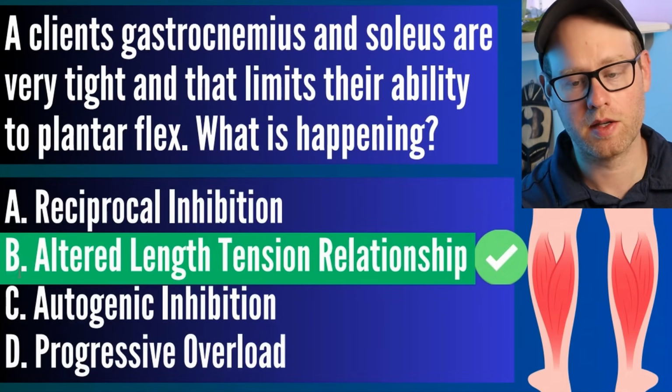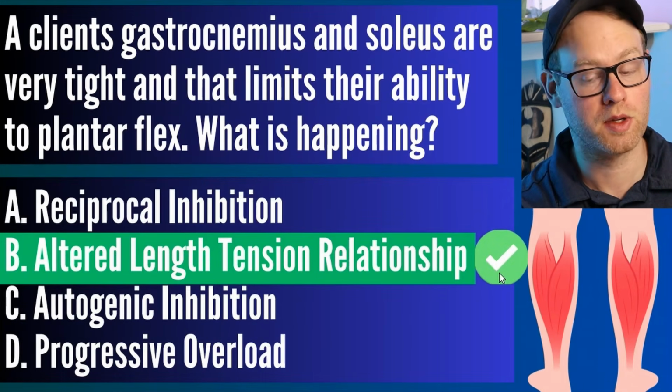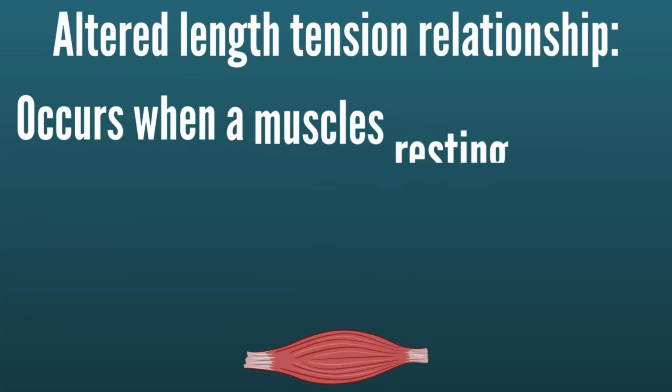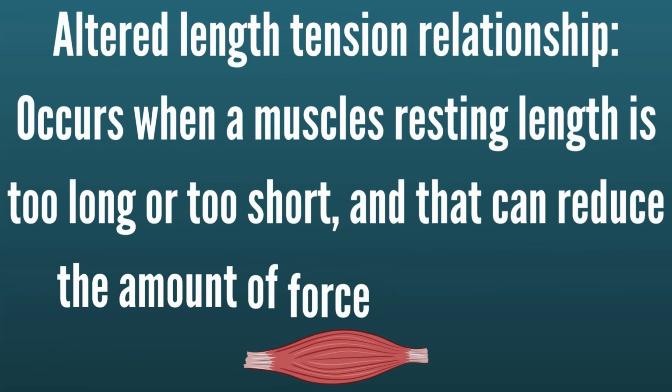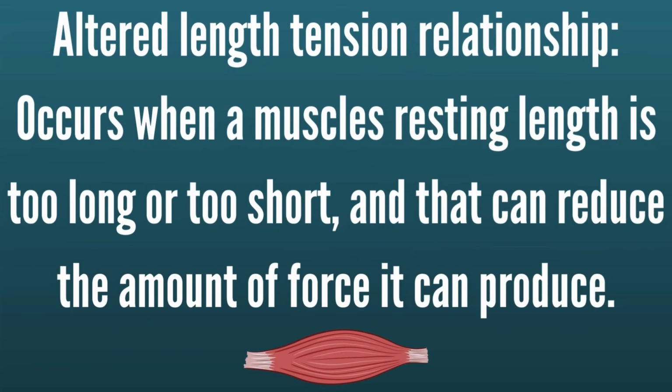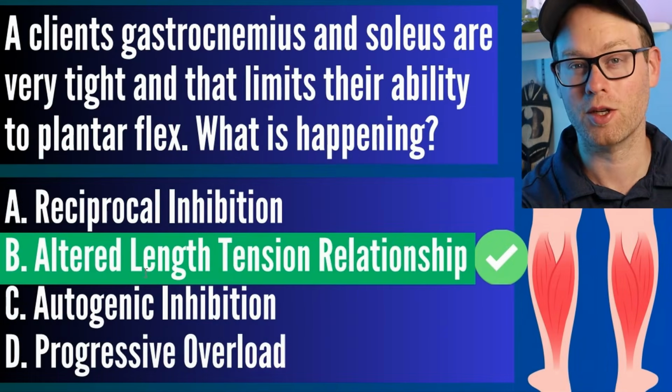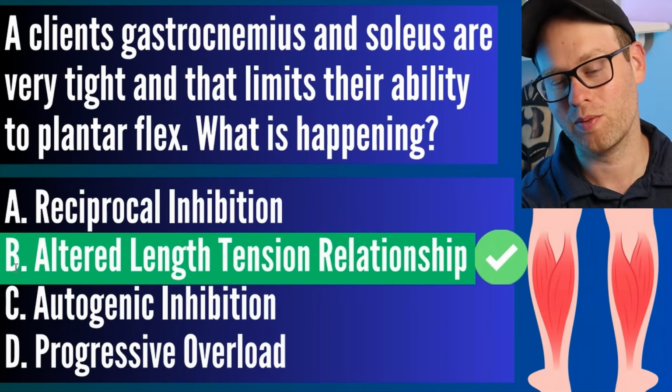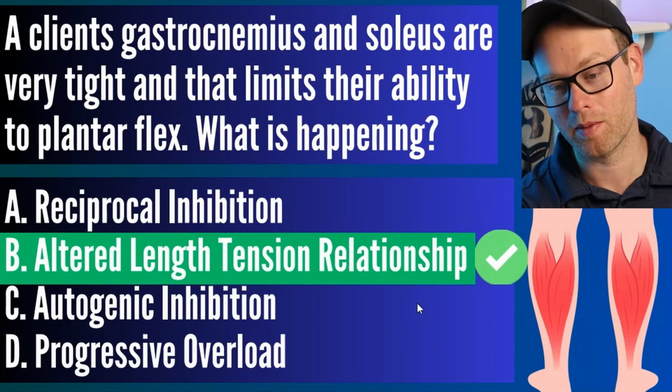The best answer here is B, the altered length tension relationship. An altered length tension relationship occurs when a muscle's resting length is too long or too short, and that can reduce the amount of force it can produce. So if we simply know that definition, or roughly what it is, it's pretty easy to figure out that B is the best answer here.